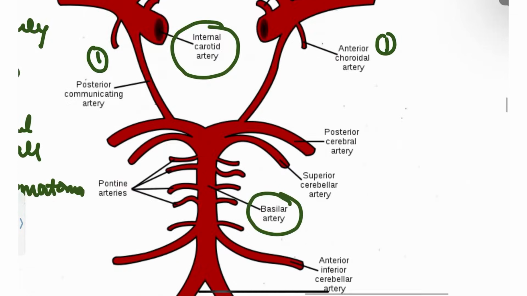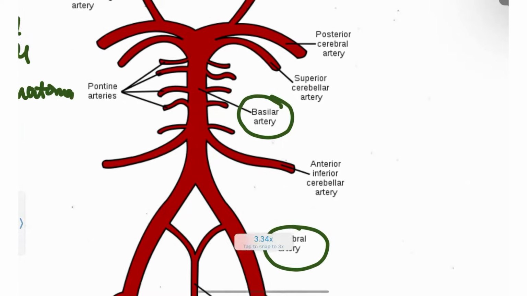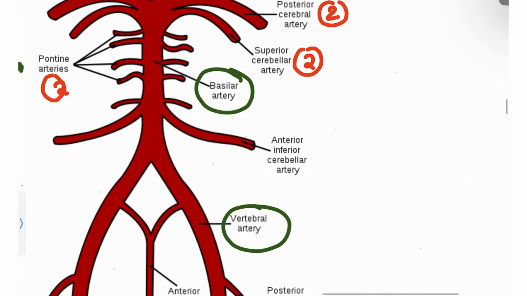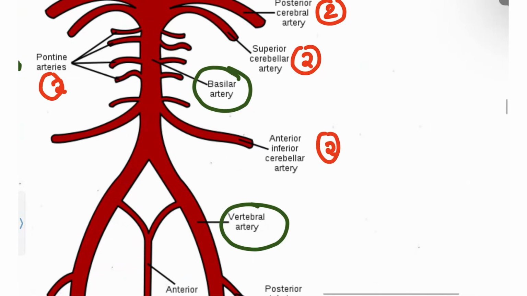Next, coming to the basilar artery. The basilar artery, the branches are your posterior cerebral artery, superior cerebellar artery, and pontine arteries. Okay, and also there will be the anterior inferior cerebellar artery.